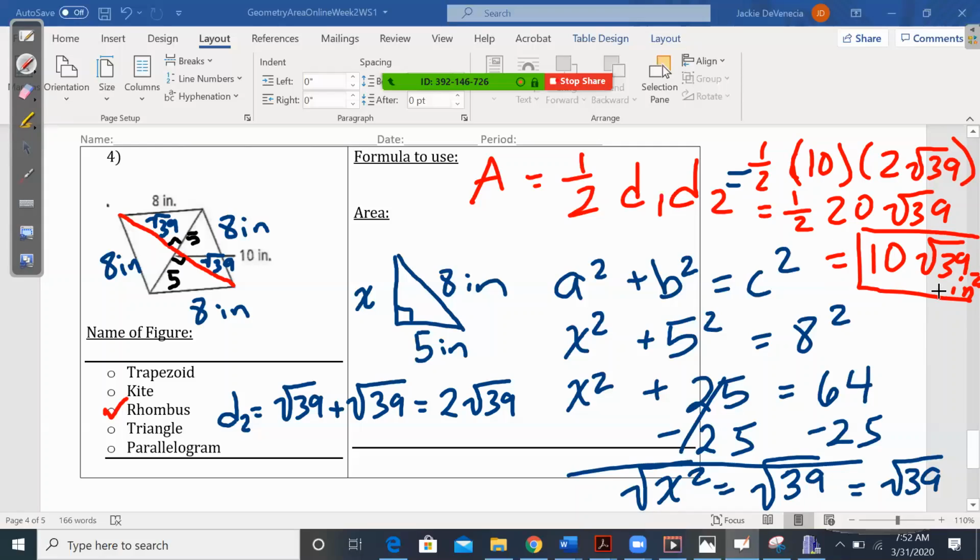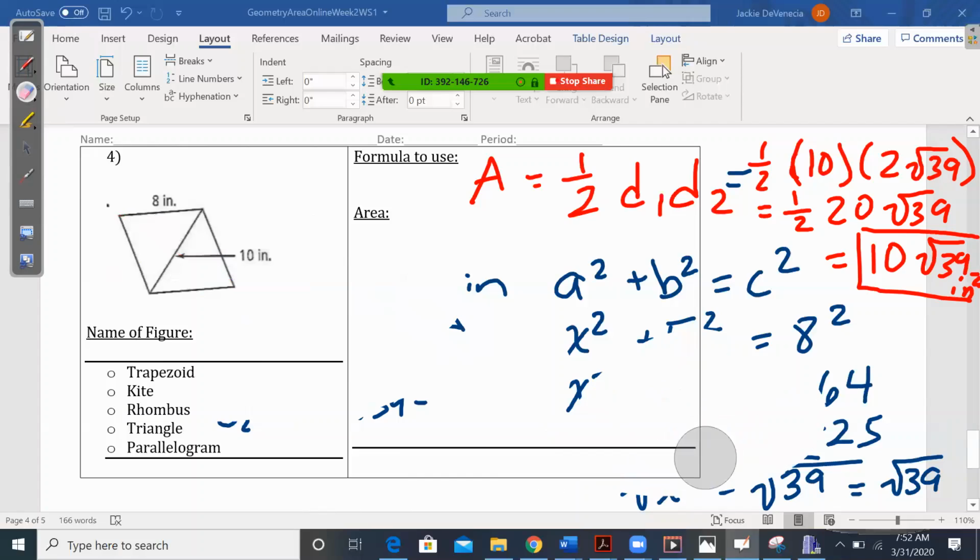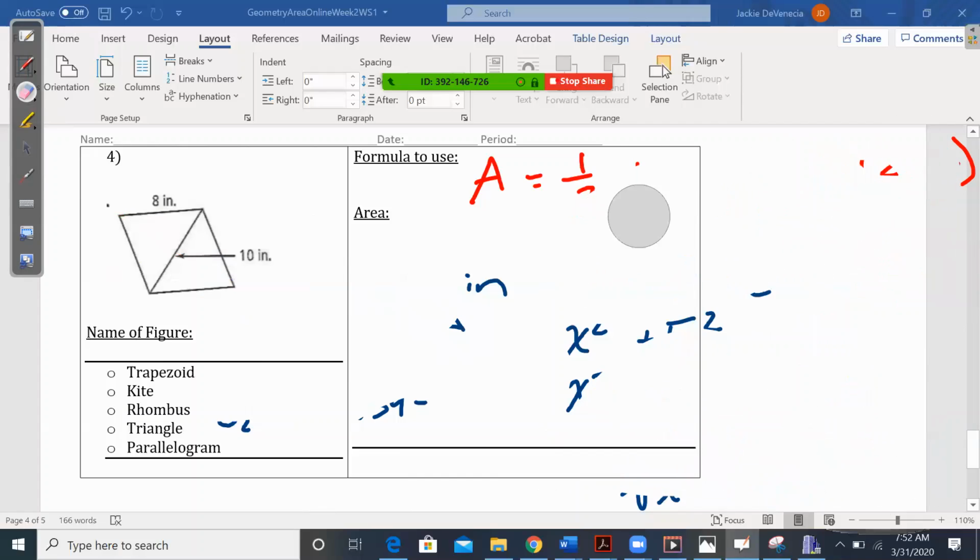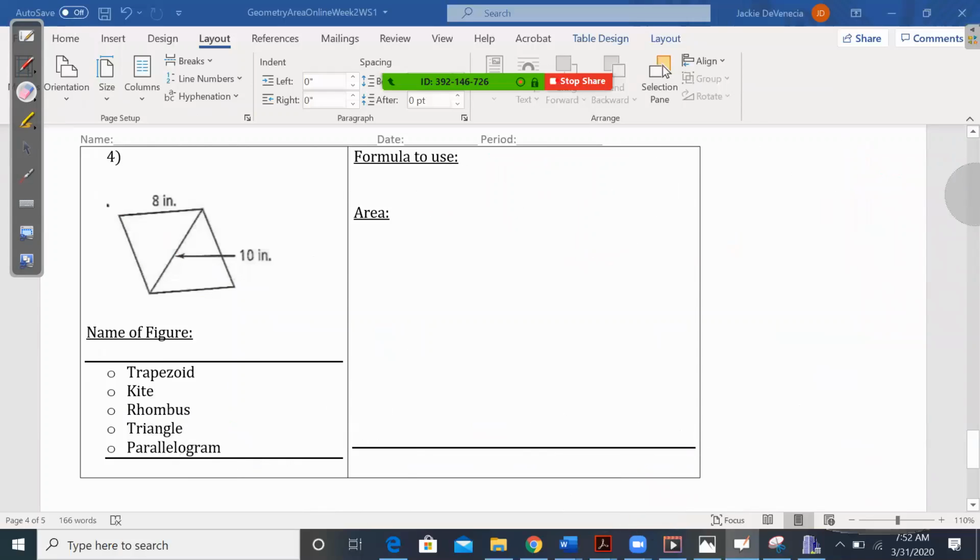All right. So that was just a recap of how to use all these different formulas. Like I said, if there's something you didn't understand in the video, just pause it and rewatch it again. And you're going to be using this video to help you with the problems I assigned for today.